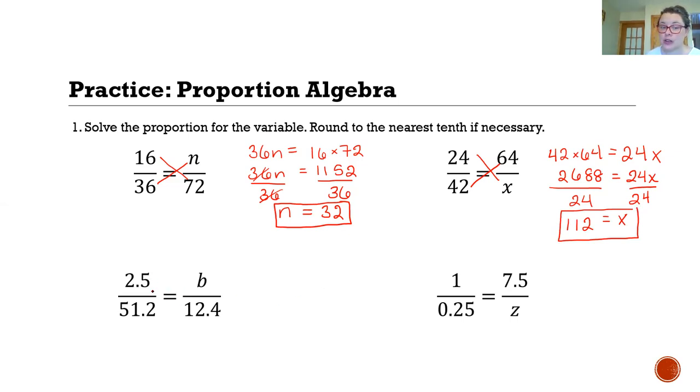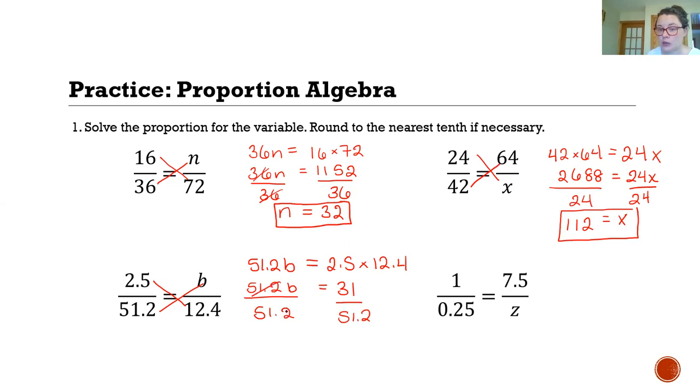All right, let's look at the next one. So we're going to multiply across. 51.2 times b leaves us with 51.2b is equal to 2.5 times 12.4. Putting that in your calculator, 51.2b is equal to 31. Now we divide both sides by 51.2. 51.2 cancels on both sides, leaving us with b is equal to 0.6.